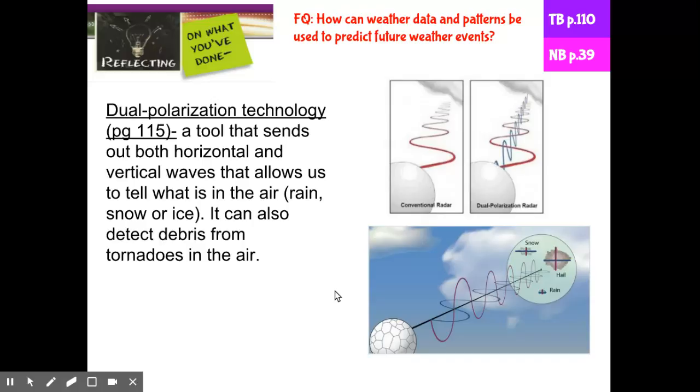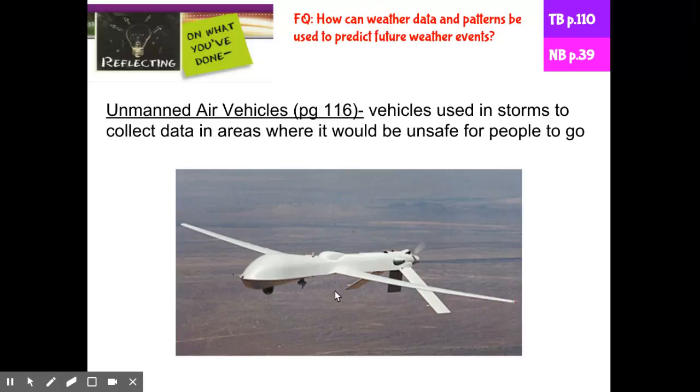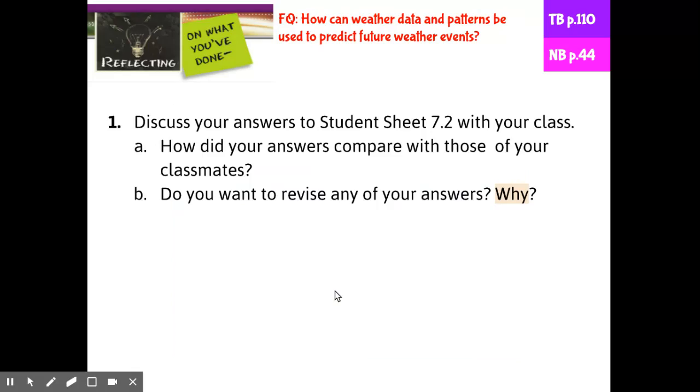Dual polarization technology is a tool that sends out both horizontal and vertical waves that allows us to tell what is in the air, so rain, snow, or ice, and it can also detect debris from tornadoes in the air. Multifunction phased array radar is used by the Navy to track enemy ships, and it's being used in weather to give meteorologists more control in looking at radar, so you can get more accurate weather forecasts. And then unmanned air vehicles are vehicles used in storms to collect data in areas where it would be unsafe for people to go. So they're using drones to fly into and through storms to collect data.